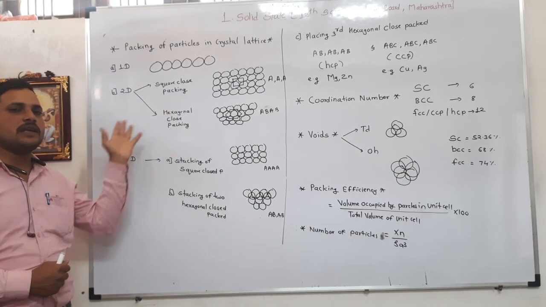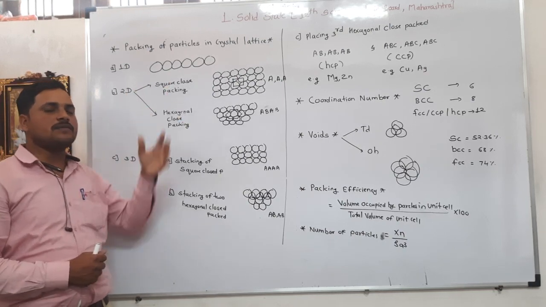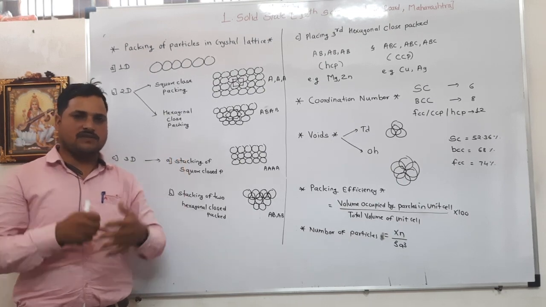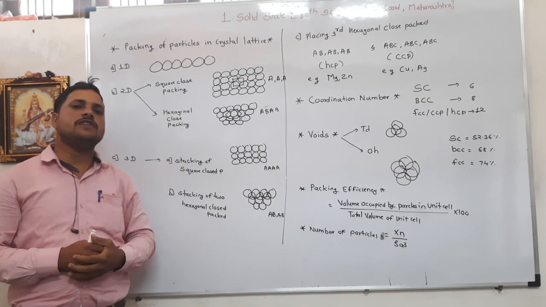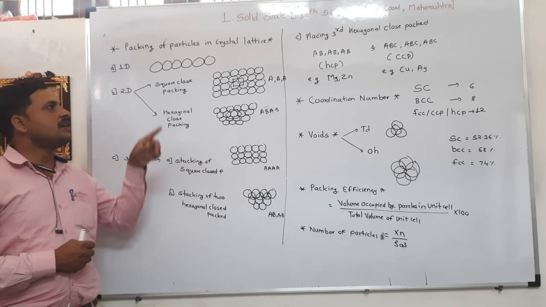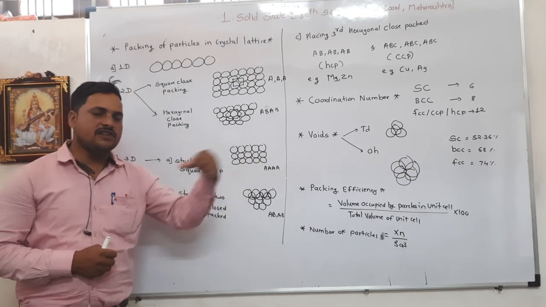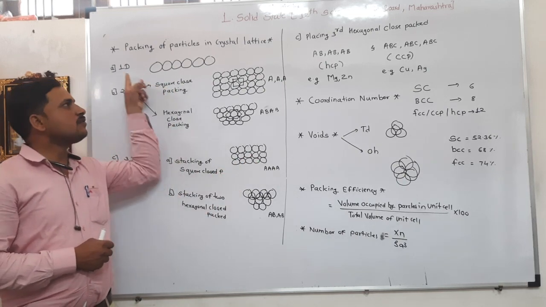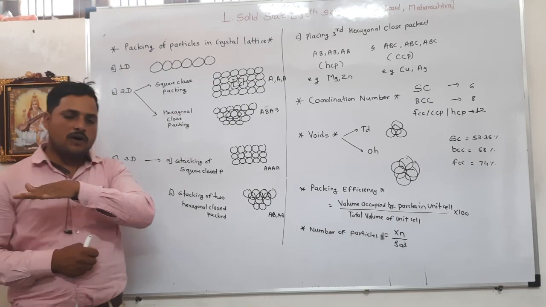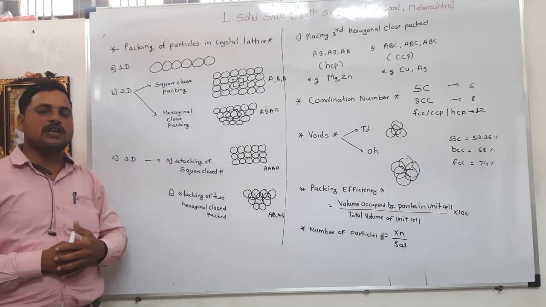For the study of packing of the crystal, or packing efficiency, or packing of atoms, first take one example. We have to pack a box in which spheres are arranged. When spheres are arranged in only one row, it is known as one dimensional. When these spheres form one layer, it is known as two dimensional.